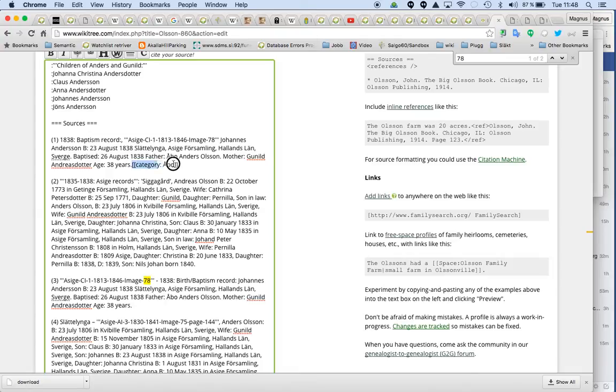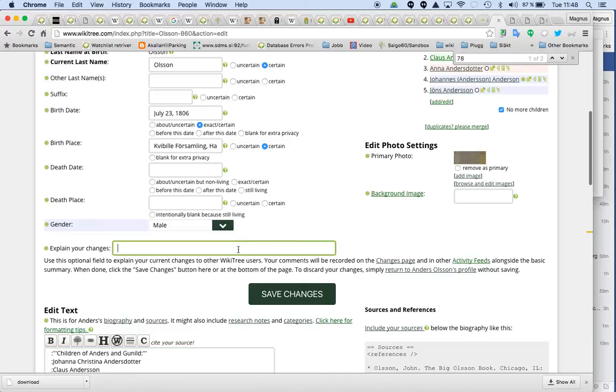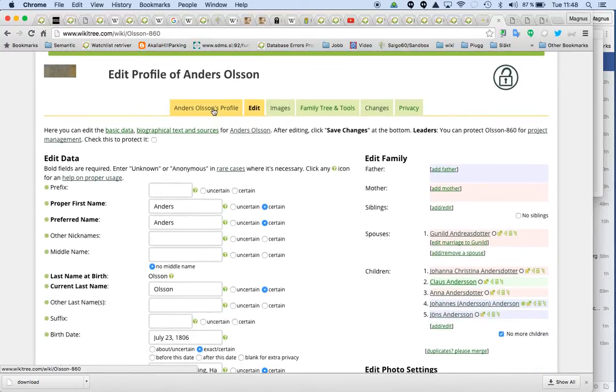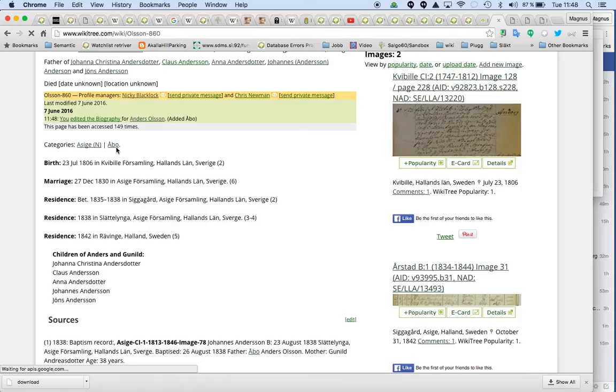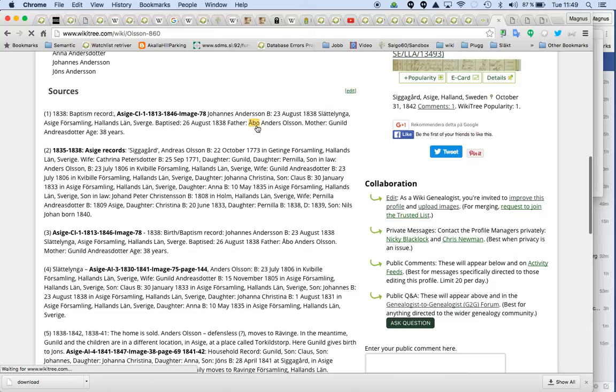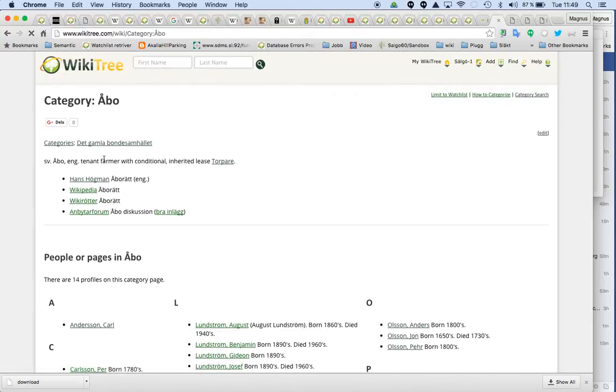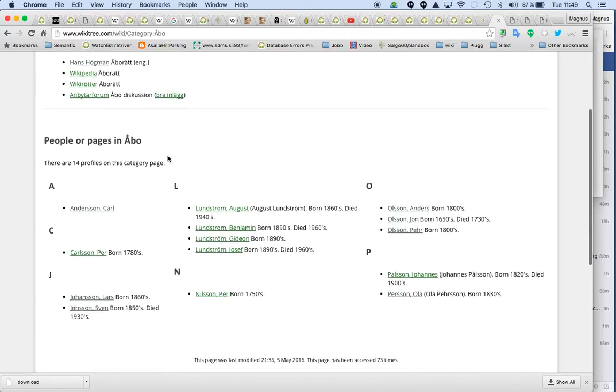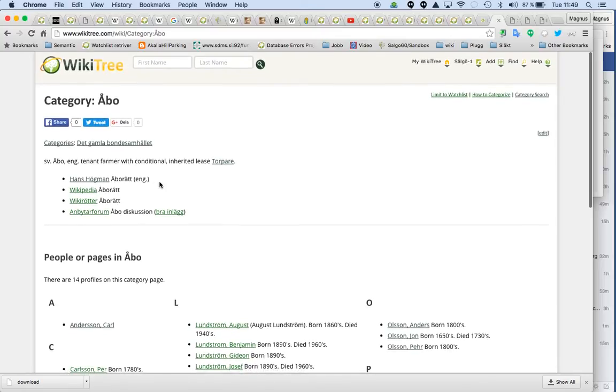I also use some nerd syntax saying that this will be a link to a category. So now we save it. I added Åbo, and if we look at this now, you have Åbo up here, and if we go down here, you can click on this to go to Åbo. And Åbo, tenant farm of a conditional inherited lease, is what I have written. Maybe it's bad English. And here we have other people who have Åbo.